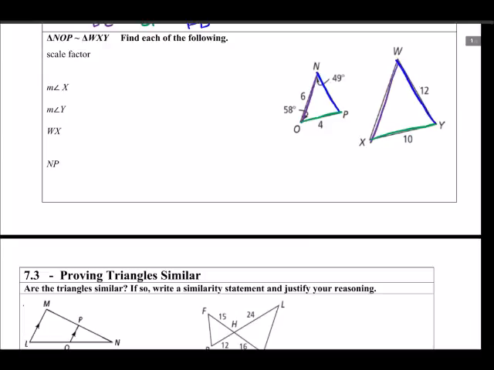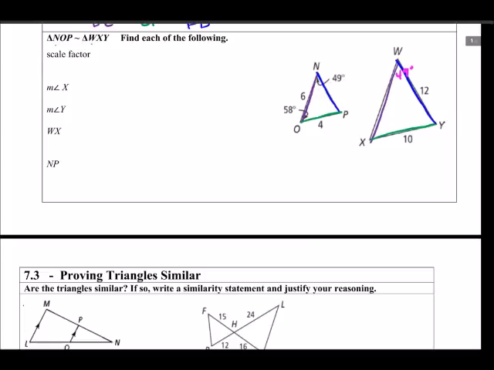I know those are going to be proportional, and my angles are going to be congruent. So I am going to go in and write in some angles, because I know angle N is the same as angle W. So look at that. I know N's 49, so I'm going to go in here in W, and I can make that 49 degrees.